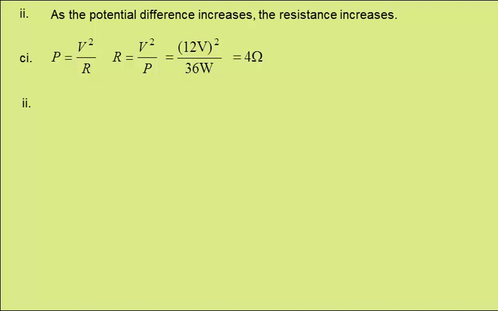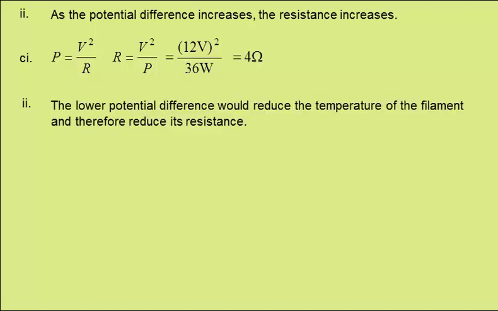In part 2, a student predicts that if the potential difference across the bulb is reduced from 12 to 6 volts, the power rating would reduce to 9 watts. We need to state and explain how in practice the power rating will be slightly different from this value. Well, the lower potential difference would reduce the temperature of the filament lamp, therefore reduce its resistance. This would give a higher power, as although the potential difference had halved, the current would not quite halve.